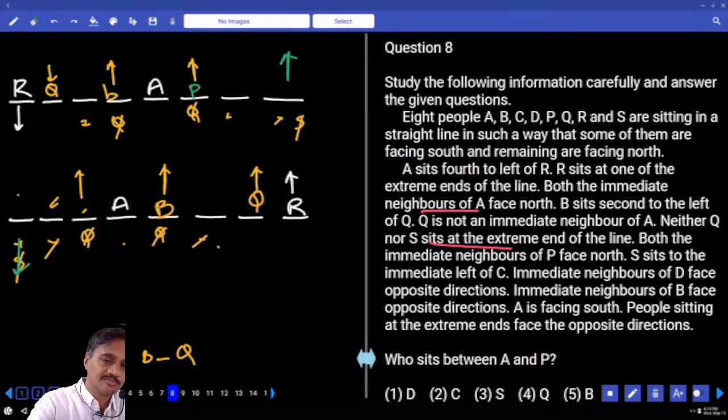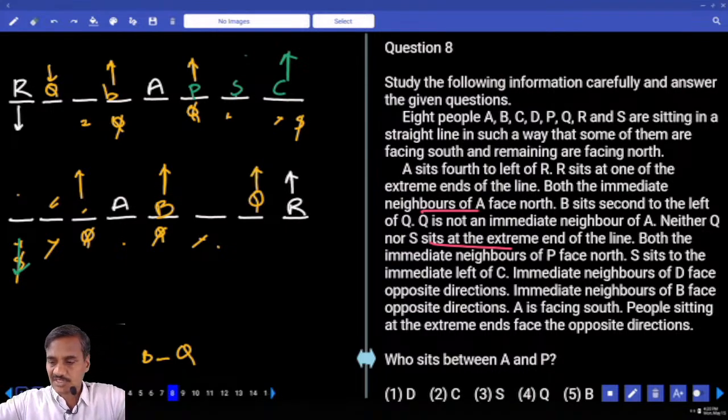P can be here or here; there are two possibilities. S sits to the immediate left of C. If P is here, S and C are adjacent to each other, which is not possible. Hence P must be here. S is to the immediate left of C, so they could be in either order, but S cannot be at the extreme end. So S must be here and C next to it.